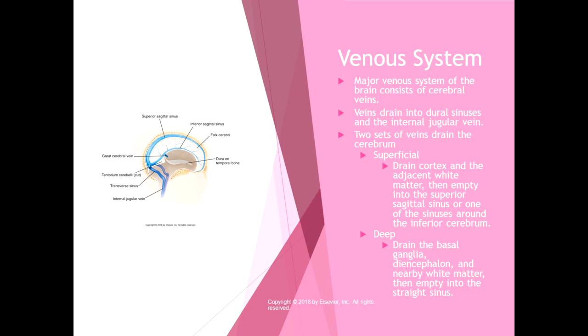The major venous system of the brain consists of cerebral veins. The veins drain into dural sinuses and the internal jugular vein. There are two sets of veins that drain the cerebrum, superficial and deep. You don't really need to know the detail on that, but we get the blood in and then we have to drain it back out, right?